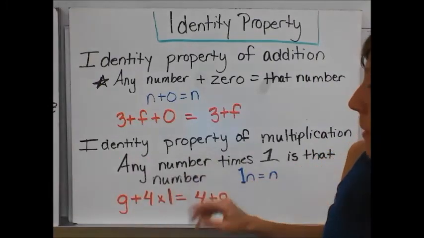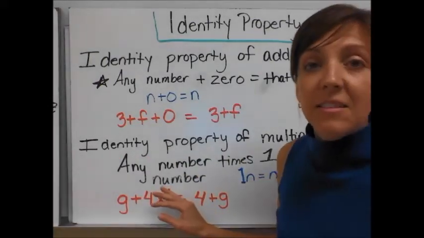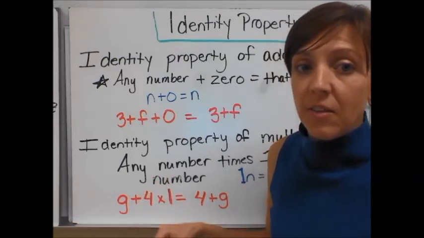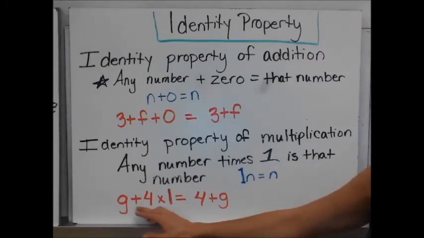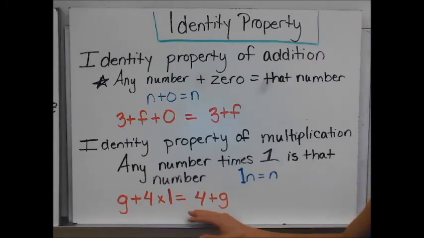So there's also the identity property of multiplication that says any number times 1 is just going to give you that other number. For example, 1 times n is just n. g plus 4 times 1 is just g plus 4, or 4 plus g.